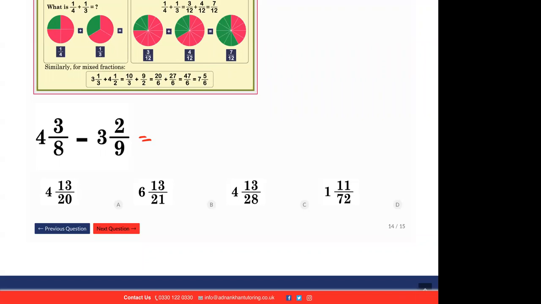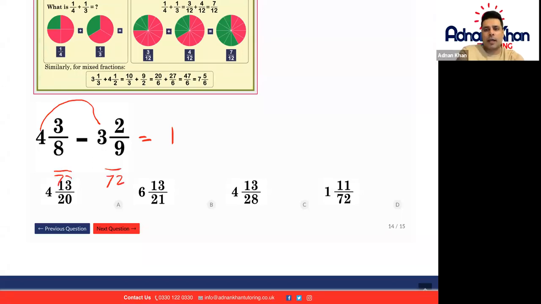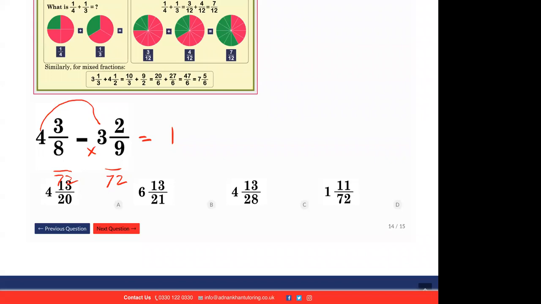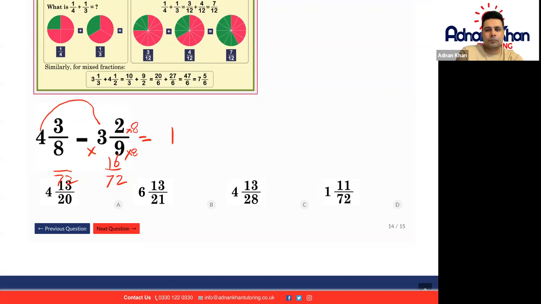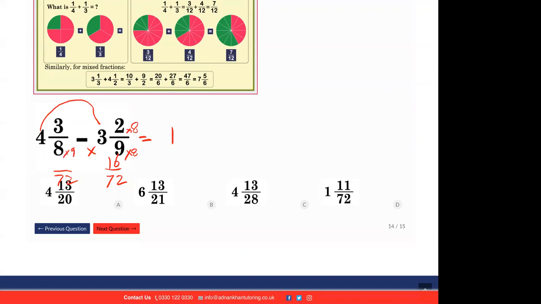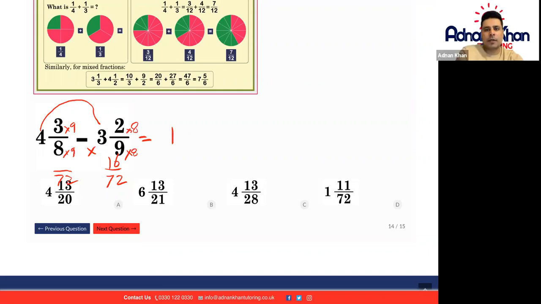4 take away 3 equals 1. And the common denominator is 72, so 9 times 3 is 27. Common denominator is 72 because 8 times 9 is 72. Then we do times by 8, so 2 times 8 is 16. Then 27 minus 16 is 9, so it'd be 1 and 9/72. So 8 times 9 is 72 and 3 times 9 is 27.